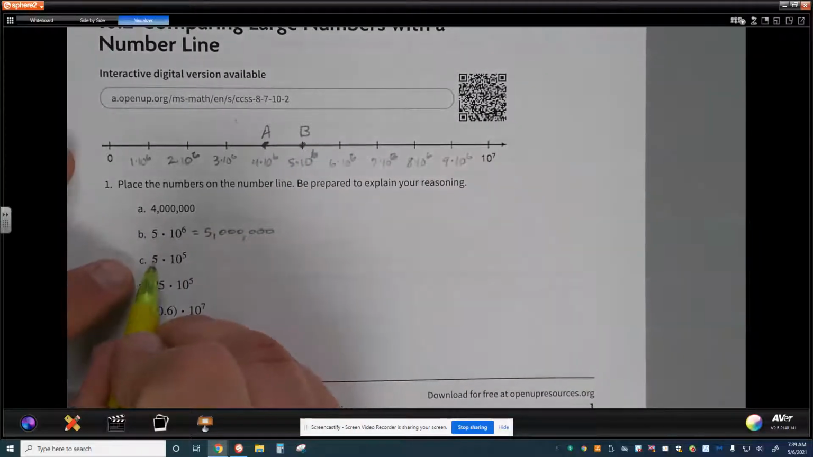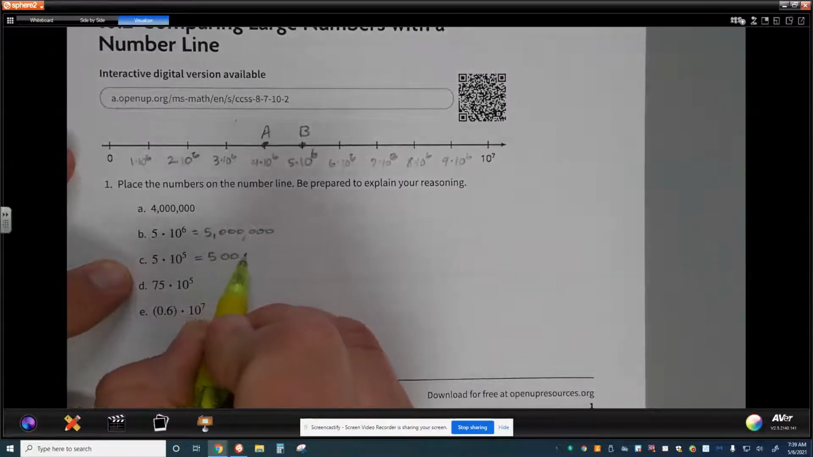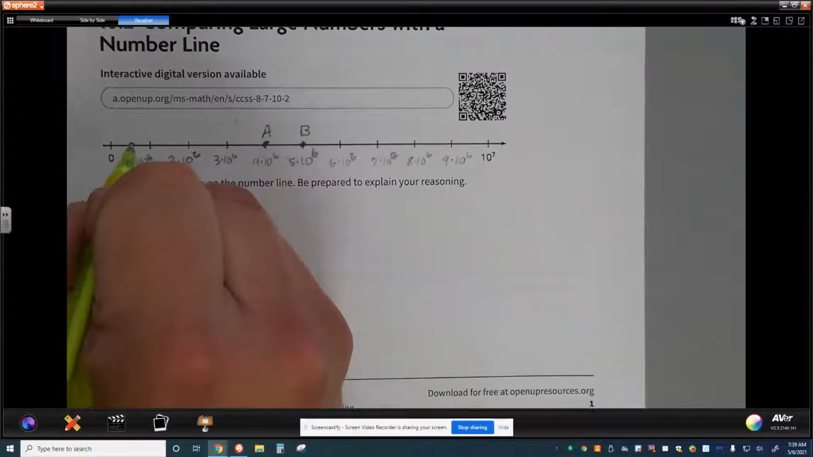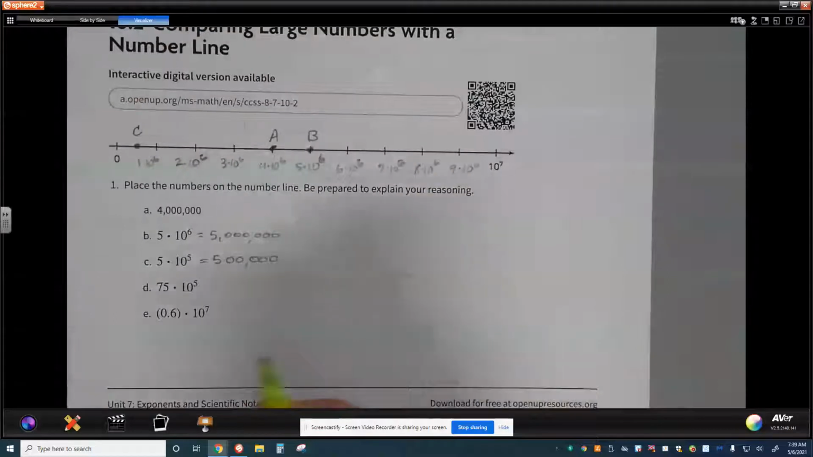Then we see C where it says 5 times 10 to the 5th power. This would be 5 times 10 to the 1, 2, 3, 4, 5, which is only half of a million. And so we need to come back into here and recognize that this value would be half of 1 million. So we could recognize point C would be here.